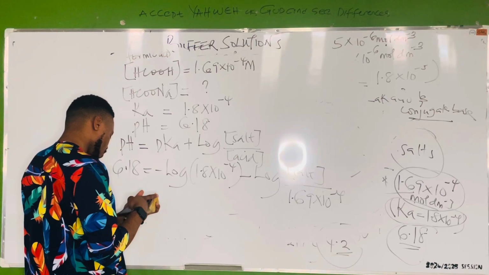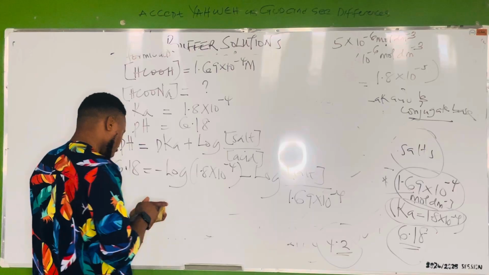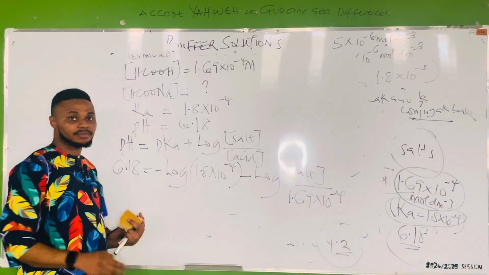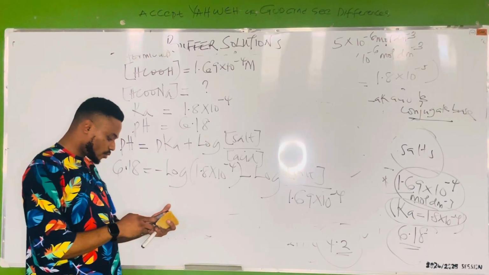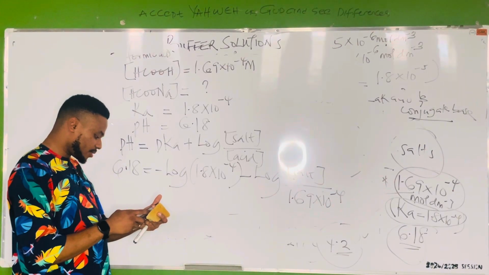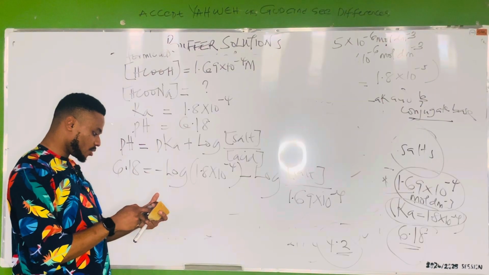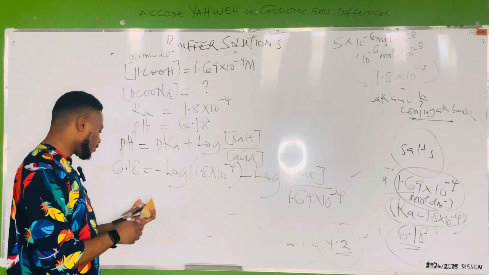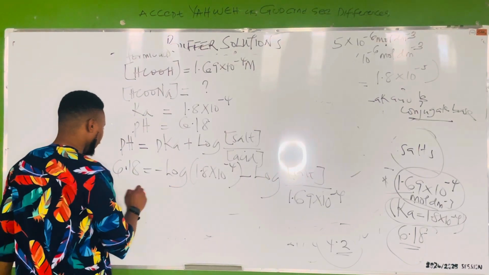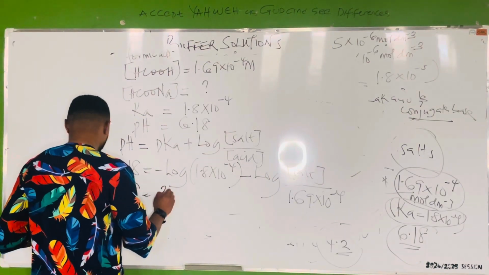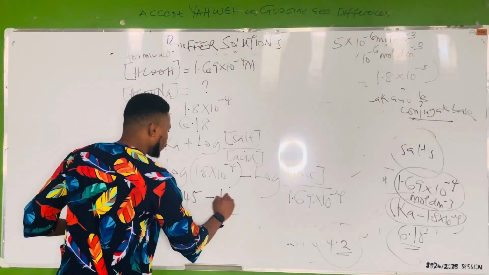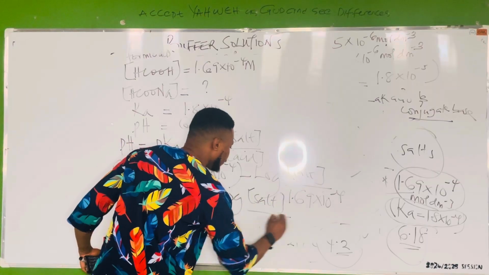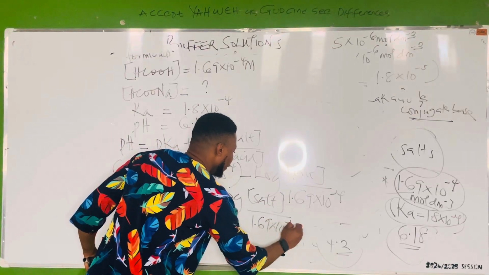So if we have the negative logarithm, we have minus log of 1.8 times 10 raised to the power of minus 4. This will give us 3.745. So we see 6.18 equals 3.745 minus log. Now the salt here is still unknown, of course, divided by 1.69 times 10 raised to power minus 4.